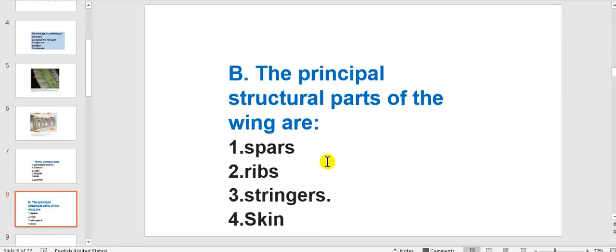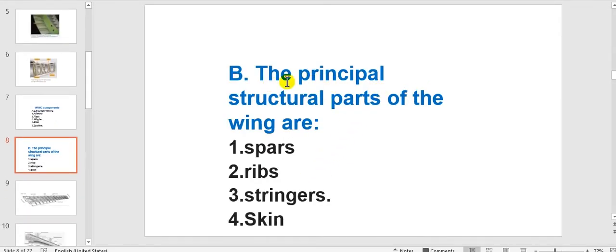The other one. Here, the principal internal structure of the wing: spars, meaning the forward spar and rear spar. There are two spars, sometimes a false spar. And these are the ribs, stringers, and skin.